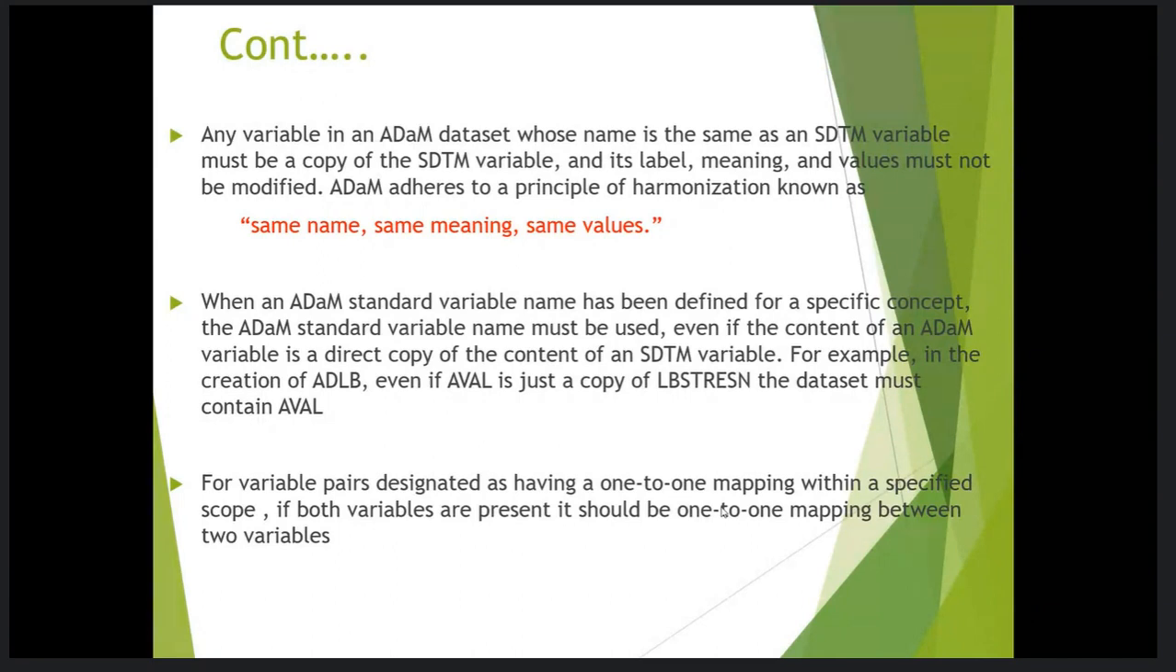What is the best example I told you? Even though you are copying LBSTRESN into ADaM, we are going to have a different variable name called AVAL. And we are going to have a designated one-to-one relationship. When you are maintaining a one-to-one relationship, you should maintain the same relationship for the entire dataset.